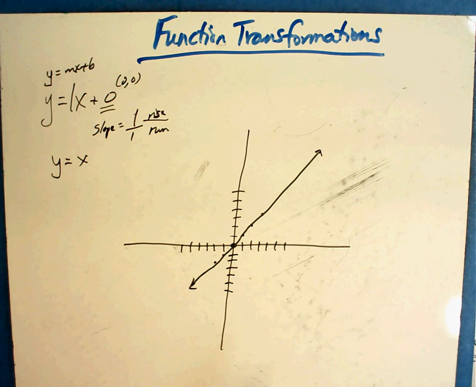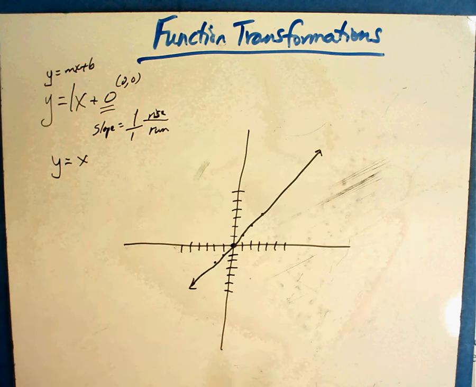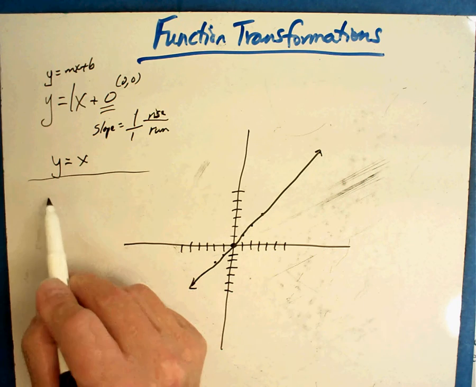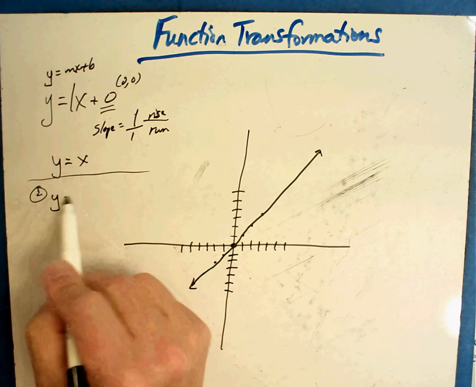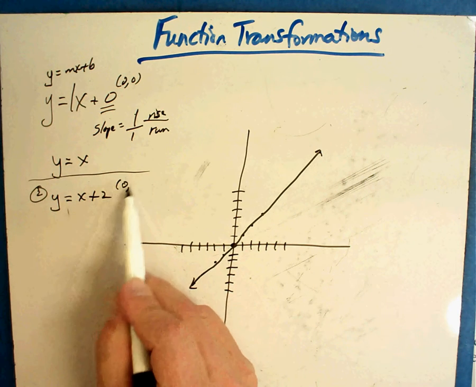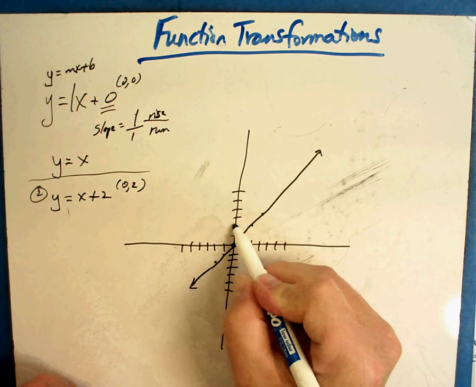Transformations are about how you make that thing shift. Does it go up? Does it slide? What happens? So let's say that this time, leaving this same graph, for the second graph I want y equals x plus 2. Well, that means it's going to hit at 0, 2. So I'm going to start right there.